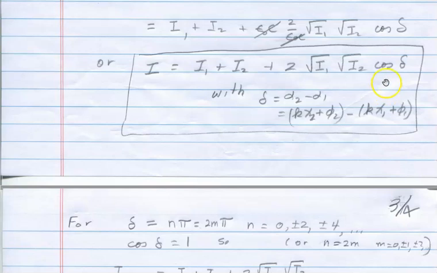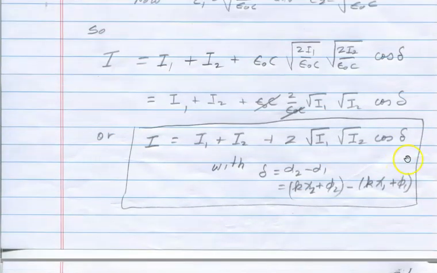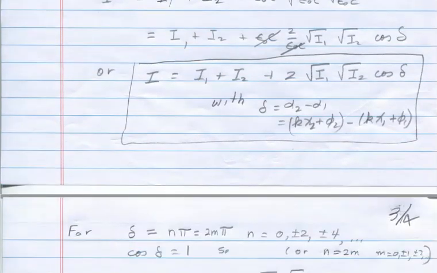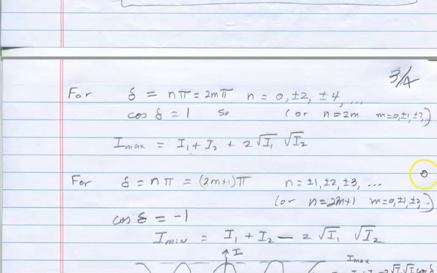And so this factor here becomes negative 1, and you get the smallest value, since the cosine only ranges between minus 1 and 1. So when it's at 1, you get the maximum, and when cosine is minus 1, you get the minimum. So you get the maximum and the minimum.